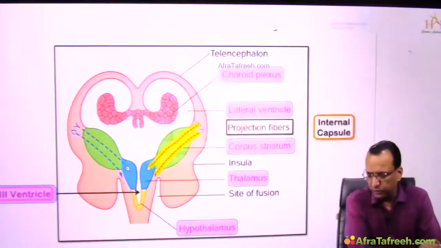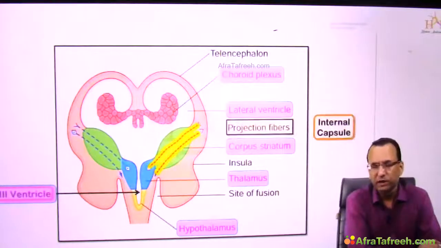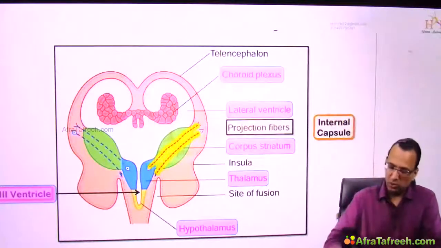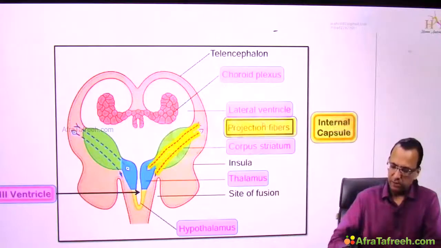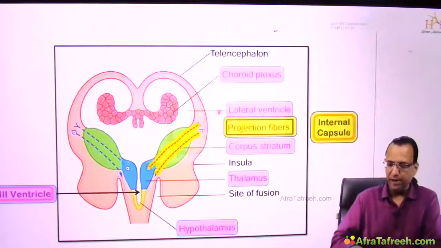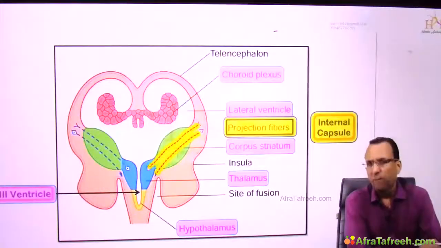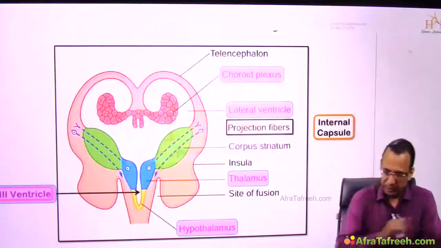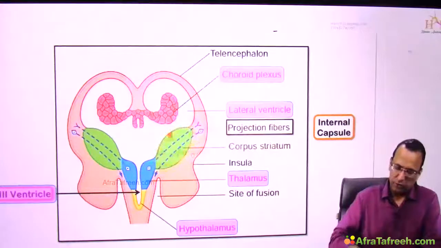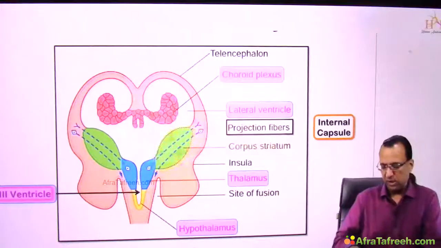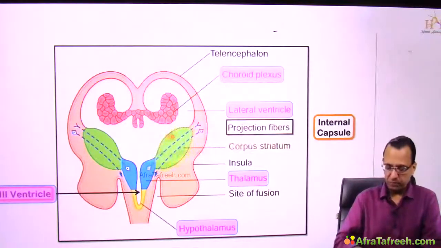What is the internal capsule? What is a capsule? A collection of axons. So the internal capsule is made of projection fibers connecting the upper brain with the lower brain and vice versa, bisecting the corpus striatum into two parts. So what is more lateral? More lateral will be the lentiform nucleus and more medial will be the caudate nucleus.